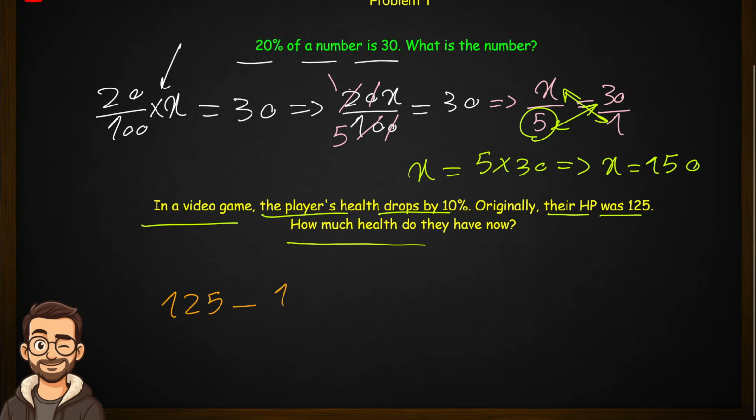So 10% of the original health dropped. Okay, so we get 125 minus, these two again go away, and you have 125 minus 12.5.